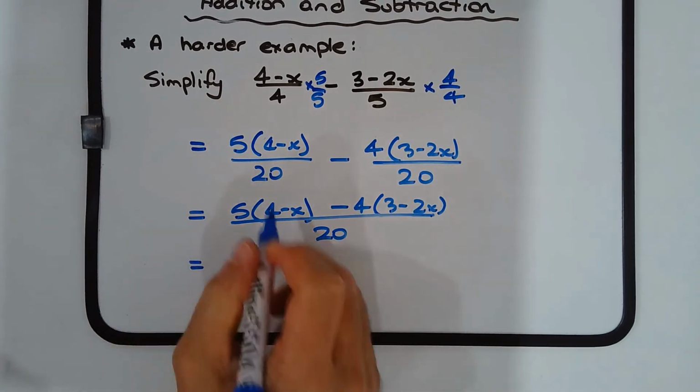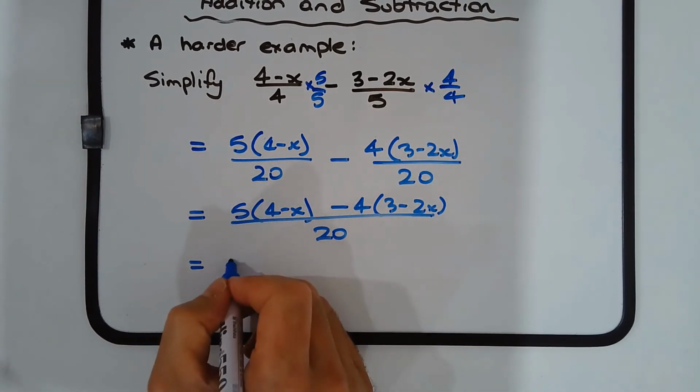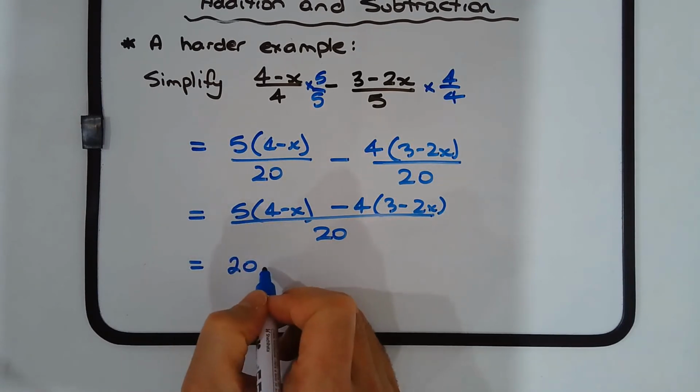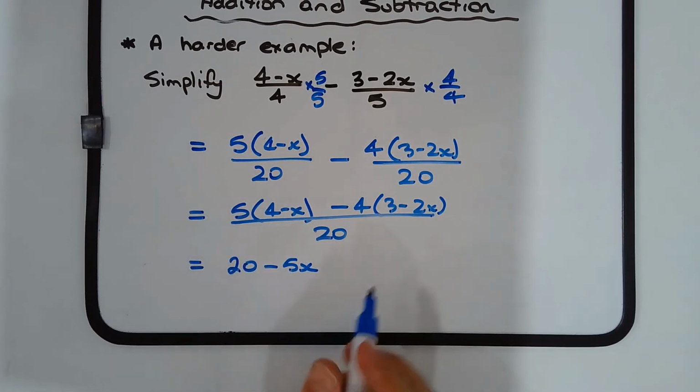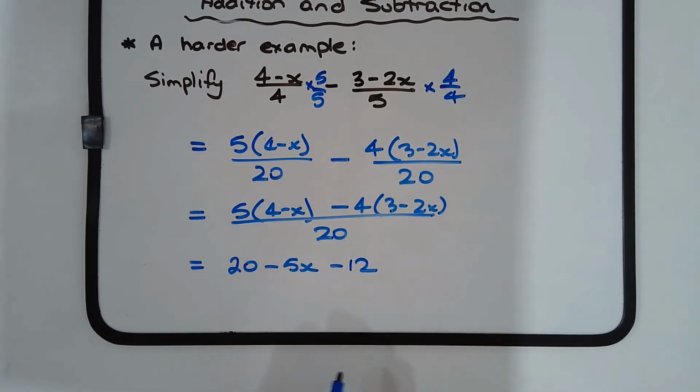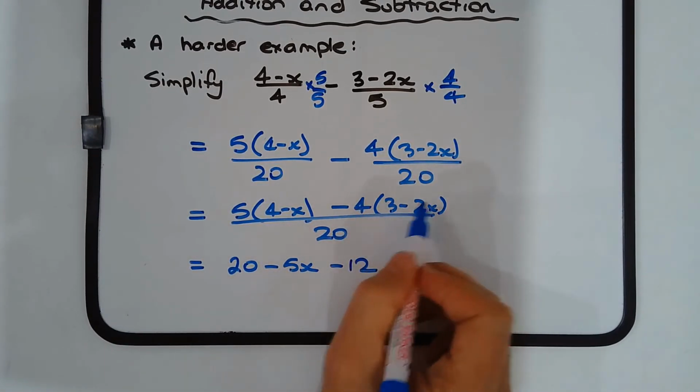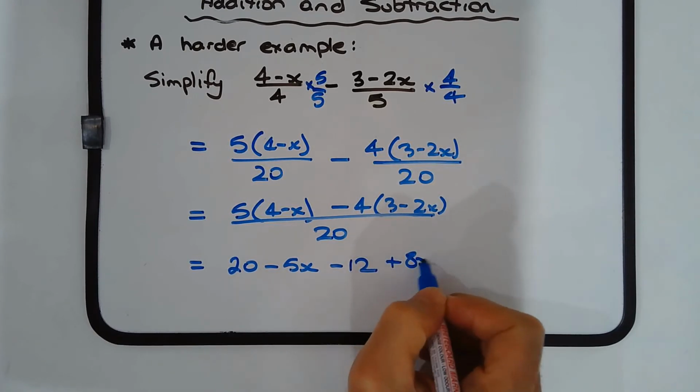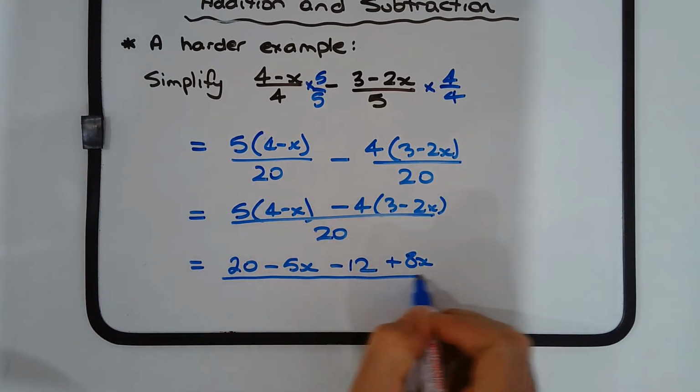We can expand the numerators. So 5 times 4 is 20. 5 times negative x is negative 5x. Negative 4 times positive 3 is negative 12. And negative 4 times negative 2x is positive 8x. And again, that's all over 20.